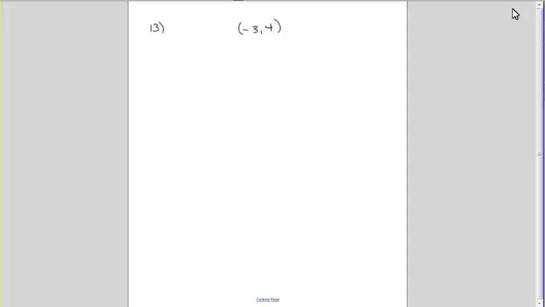Okay, problem number 13 asks us to find 2 sets of polar coordinates. The 2 sets are going to be one where the radius is a positive number and one where the radius is a negative number.